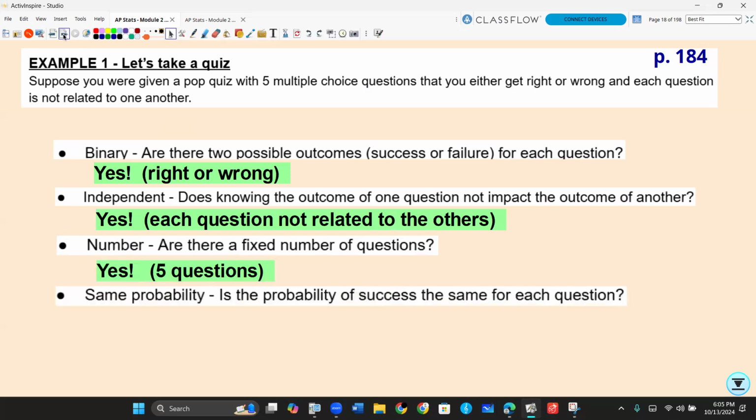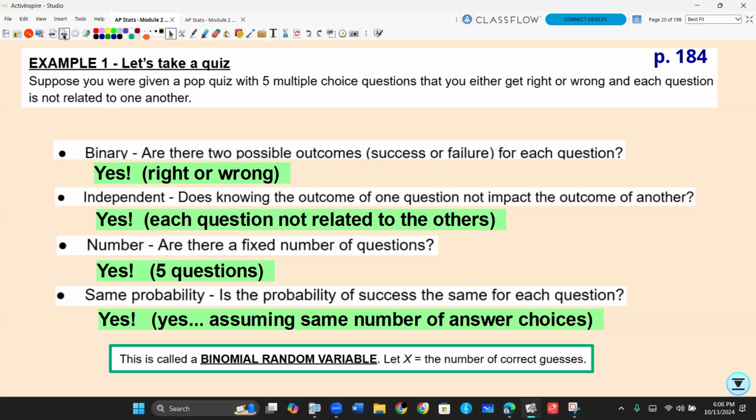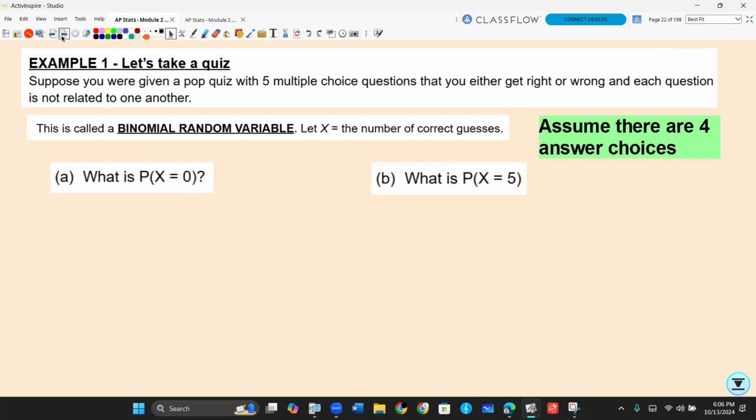And is the probability the same? Assuming that we have 4 answer choices for each, the probability for getting it correct will always be the same, 25%. So we have what's called a binomial random variable, binomial. In this case here, we want to check our BINS. B for binary, I for independent, N for a fixed number, and S for the same probability of success. So let's answer a couple questions.